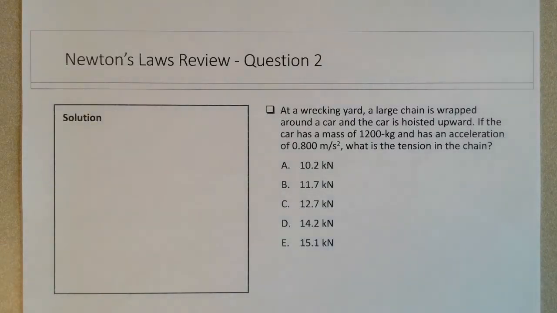In this second question on Newton's laws, we're looking at a context of a wrecking yard where there's a large chain wrapped around a car, and the car is hoisted upward. If the car has a mass of 1200 kgs and it has an acceleration of, I'm going to assume this is plus 0.8 meters per second squared, it's been hoisted upward.